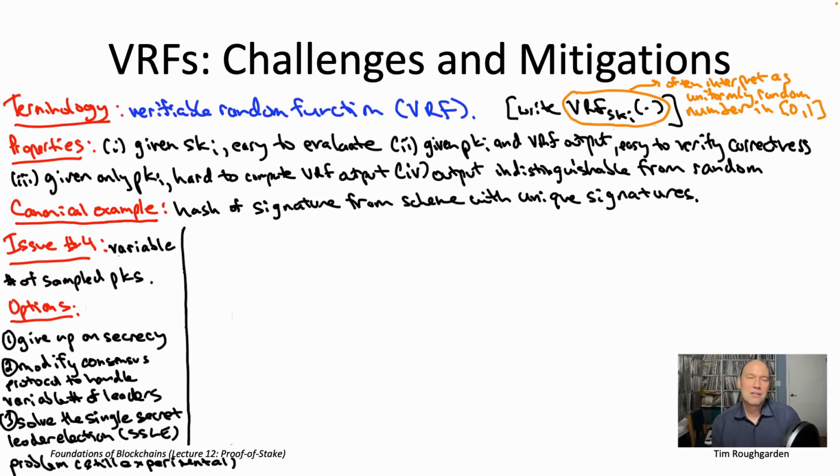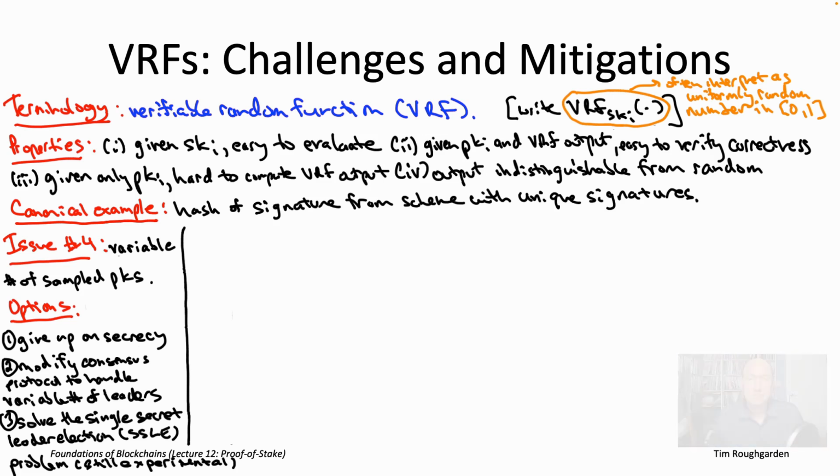The final thing with respect to this VRF approach to proof-of-stake random sampling that I want to discuss is just a little more details on what does sufficiently small mean.